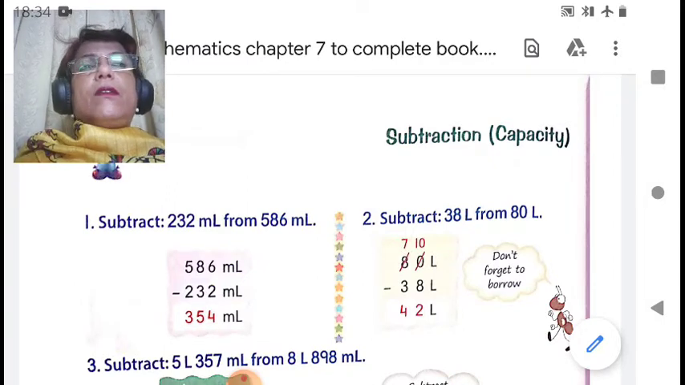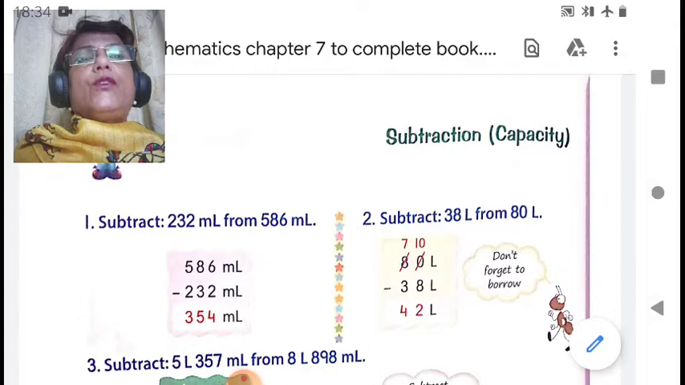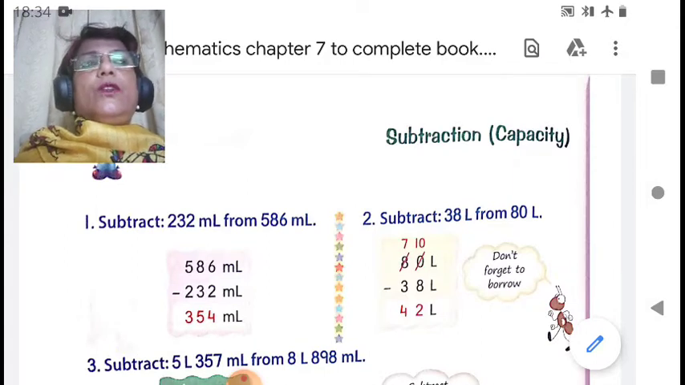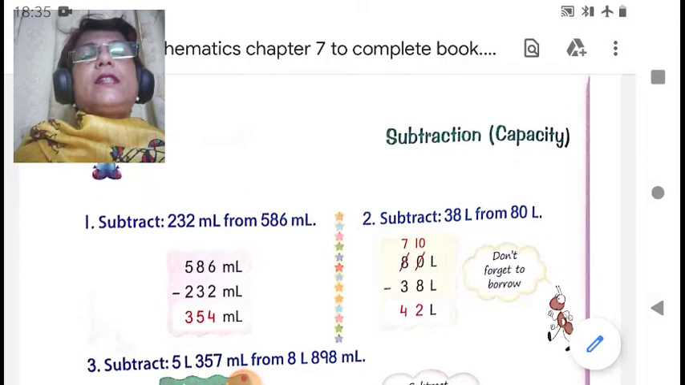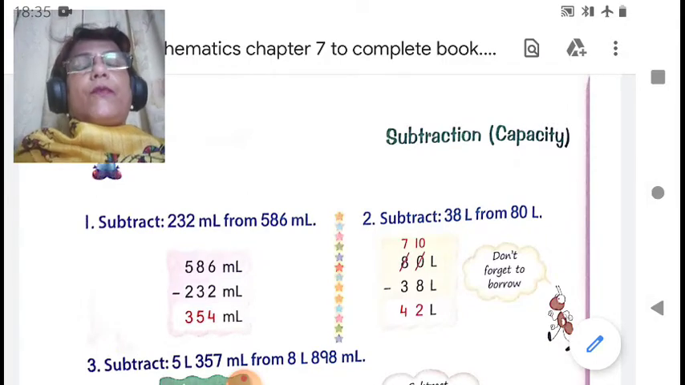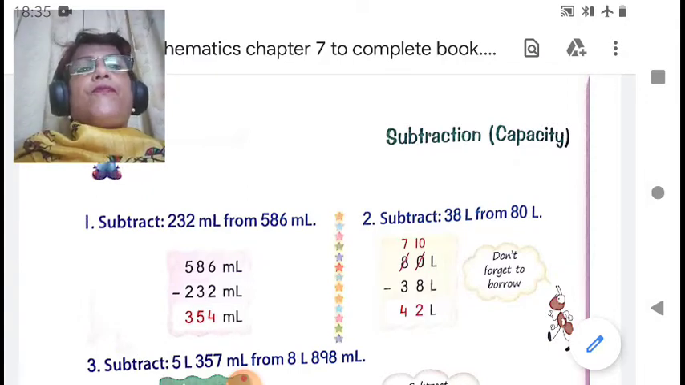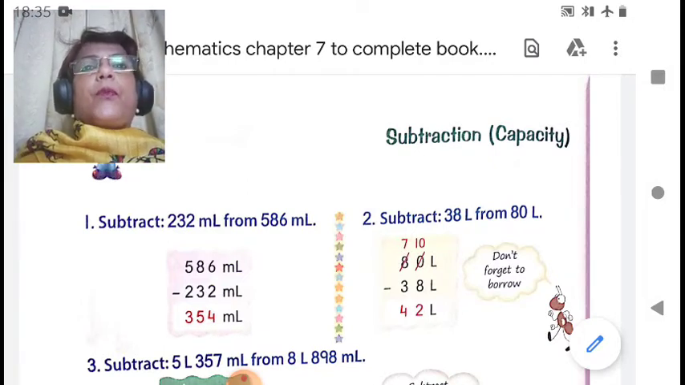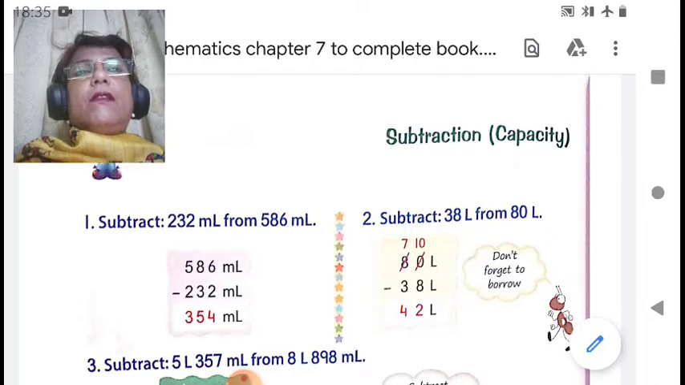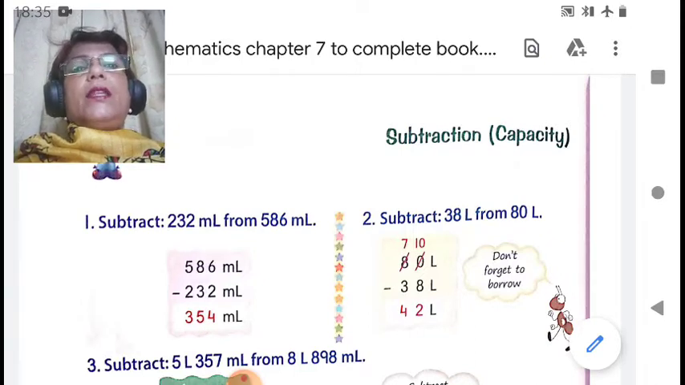But then, since non-standard units do not give us an accurate answer, we need to have a standard unit also. So the standard unit of measurement of capacity is liter. And smaller units are measured in milliliter. Liter is written as L in short form and milliliter is written as ml in short form.